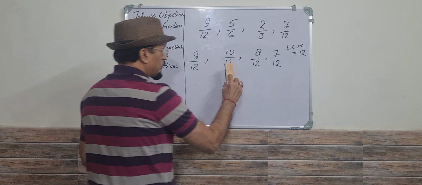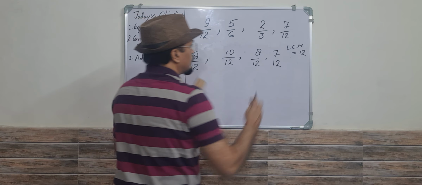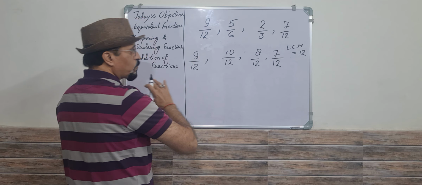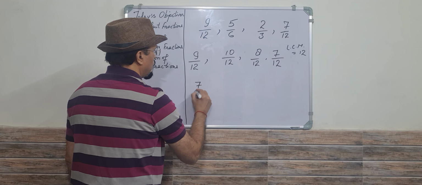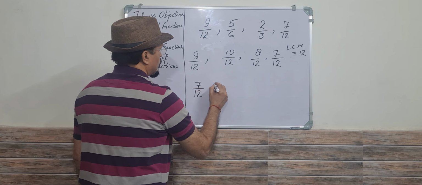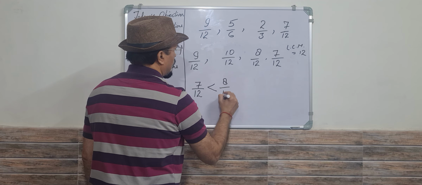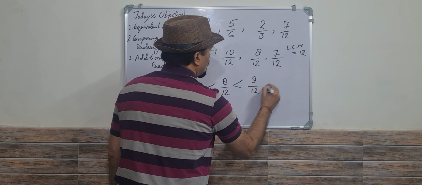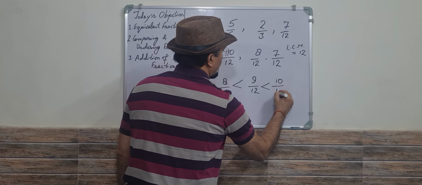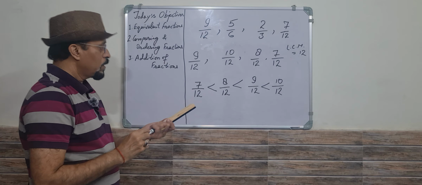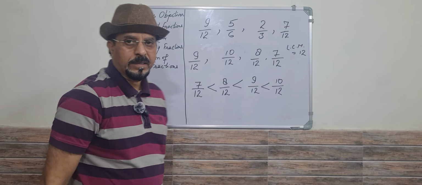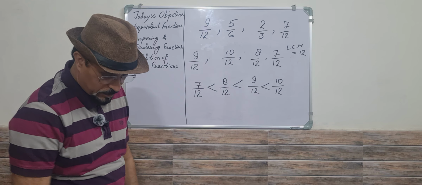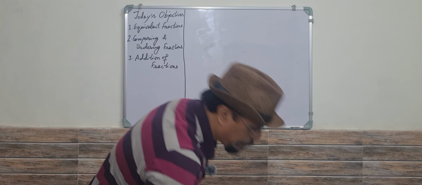The smallest among these is 7 by 12. Then 8 by 12, then 9 by 12 and then 10 by 12. So if I have to order them, I'll write 7 by 12, then 8 by 12, then 9 by 12, and then 10 by 12. And this is how we order them, compare them. So this is how the comparing and ordering of fractions is done.